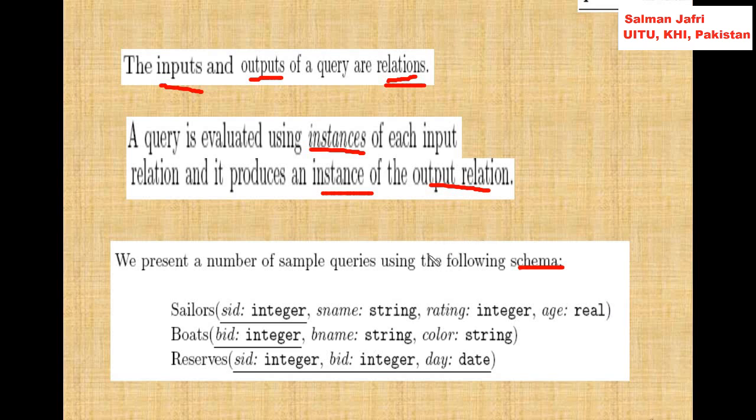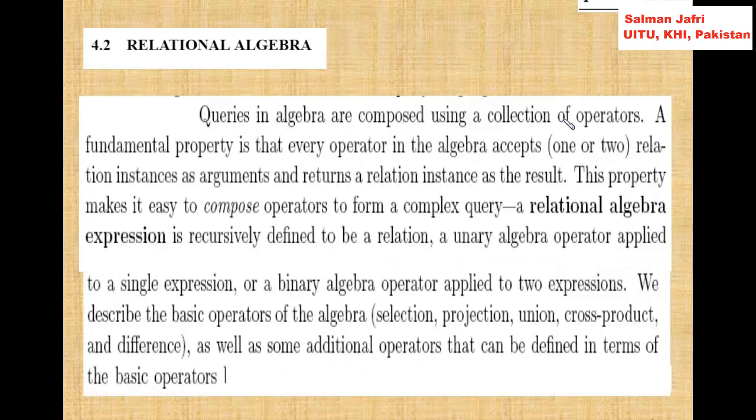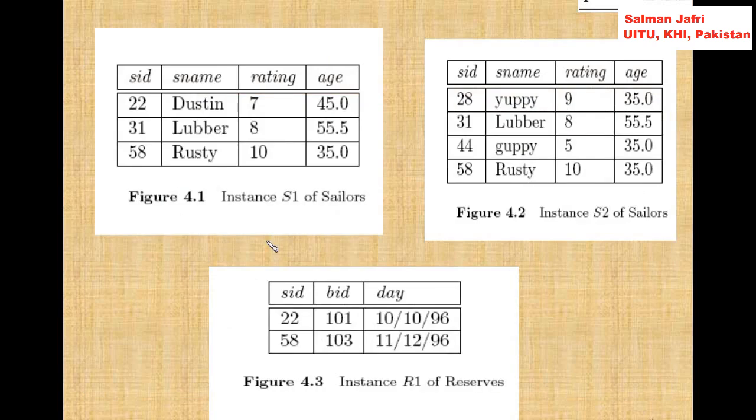So now let's proceed and take a look at the instances. This is the official representation of these relations. For instance, S1 is of sailors, S2 is also of sailors, and R1 is of reserves. R1 has SID and BID, which are the keys referring to S1 and the boat. The boat table has not been shown, but boats is also a table.